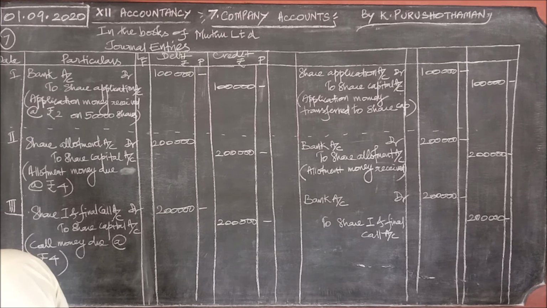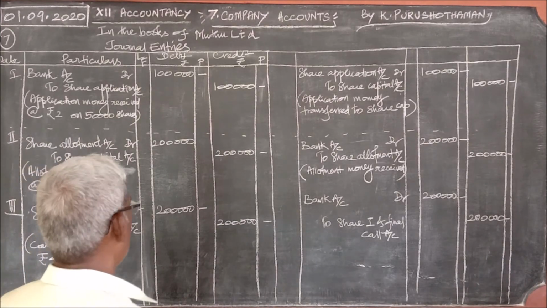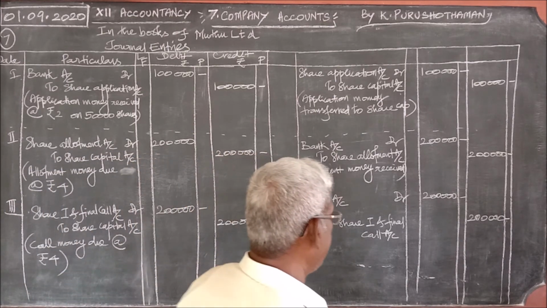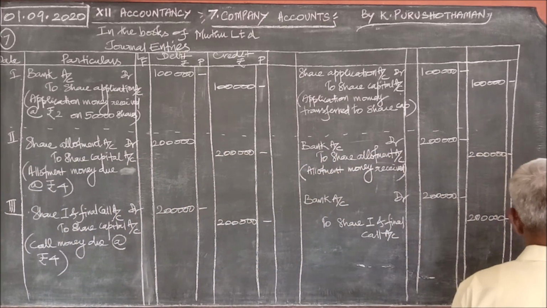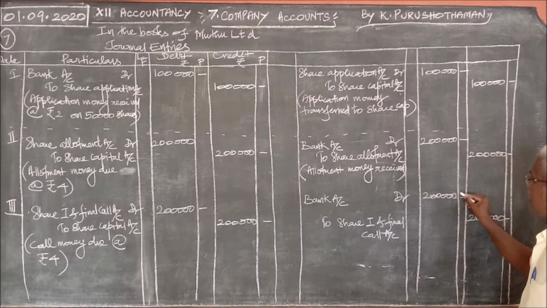All the money was duly received except for one shareholder holding 1,000 shares who failed to pay the call money. Pass the necessary journal entries. So this is the question. A shareholder having 1,000 shares failed to pay the call money. So how will this 2 lakhs amount come to the bank in that case?